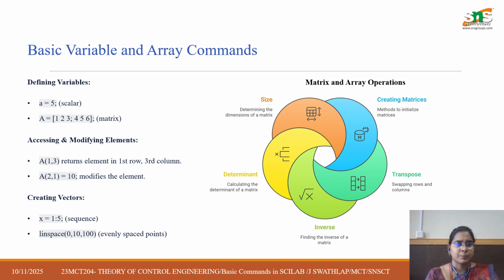Creating vectors: x = 1:5 is a sequence starting from 1 and ending at 5. And linspace(0,10,100) gives 100 evenly spaced points, up to the observer's or analyzer's requirements. Coming to matrix and array operations, we have to define the size of the matrix and determine which method we are going to use. If needed we can use determinants, and we have transpose operations and inverse operations also.